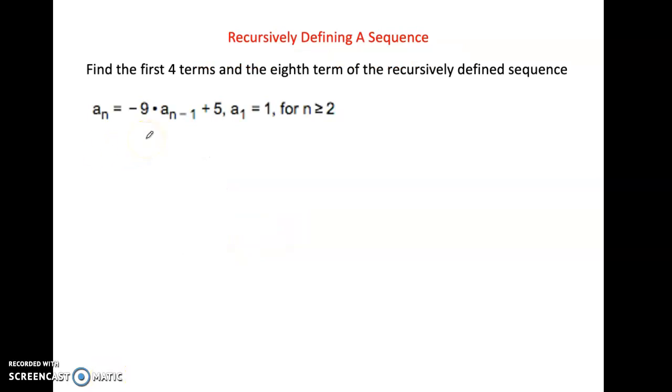So we want to find the first 4 terms and the 8th term. So we want to find what a sub 1 is, what a sub 2 is, a sub 3, a sub 4. Now it is asking us for a sub 8. Unfortunately, we're not just going to be able to find 5 answers and then end it. In order to find a sub 8, you need the n minus 1 term, which is a sub 7. In order to find a sub 7, you need the term before that, a sub 6. And you need the a sub 5 to find that. So it's not hard, but it's just going to be a lot of work.